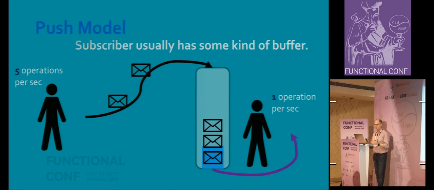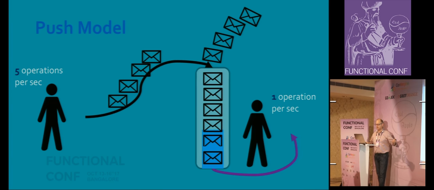Sometimes you have the problem that the producer is higher velocity than the consumer, and then you have memory issues. So how can the producer and consumer live together happily? Well, in this case, we have a problem. We have the producer generating 5 operations per second, and the consumer only 1. In the beginning, everything looks fine. But over time, the buffer of the consumer starts to fill up until you go over, and you get what is called a buffer overflow.